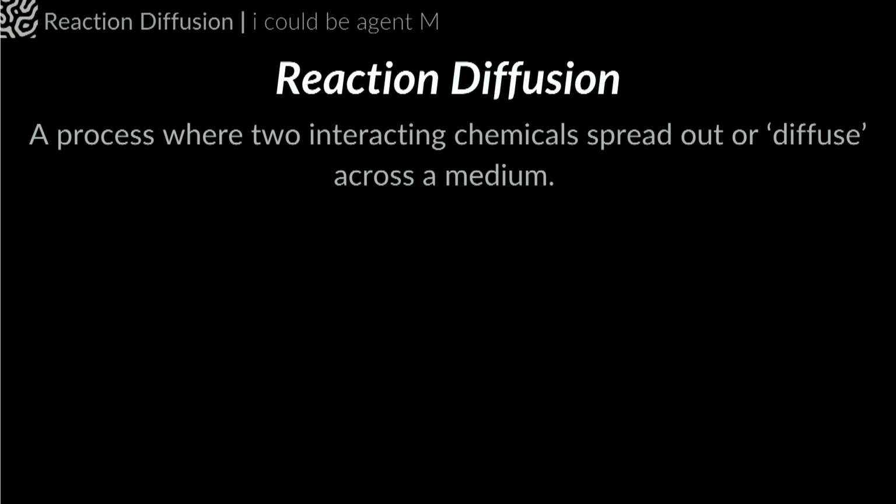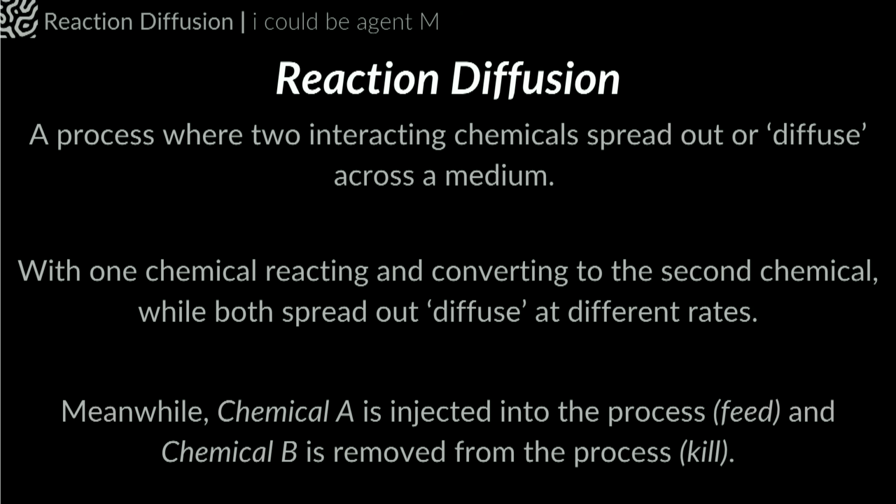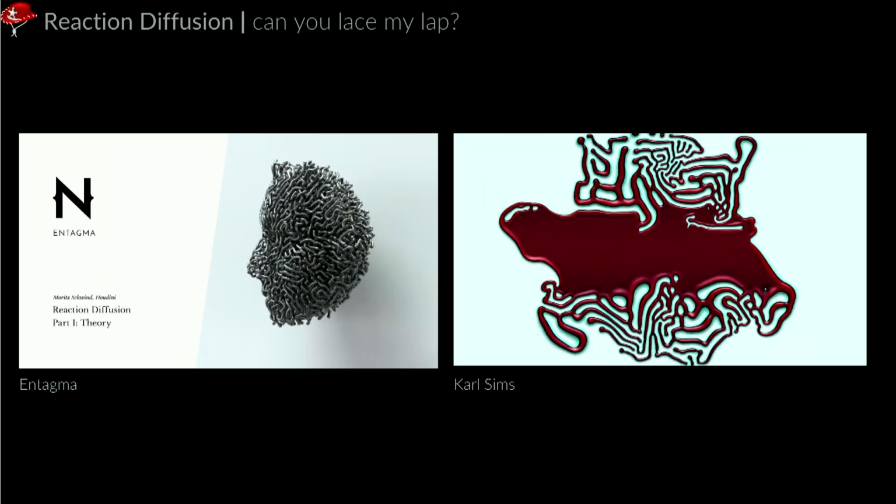Reaction diffusion is a process where two interacting chemicals spread out or diffuse across a medium, with one of the chemicals reacting and converting to the second chemical, while they both spread out at different rates. Meanwhile, chemical A is injected into the process, which is called feed, and chemical B is removed from the process, which is called kill. So that's actually a gross misrepresentation of reaction diffusion.